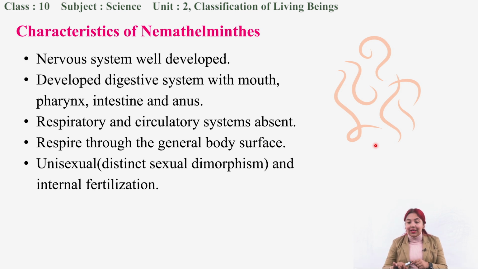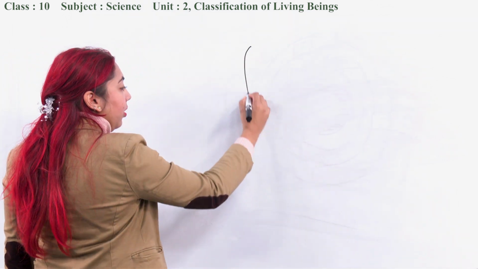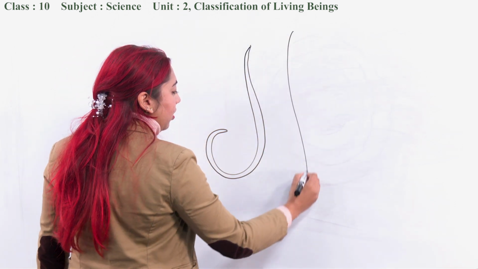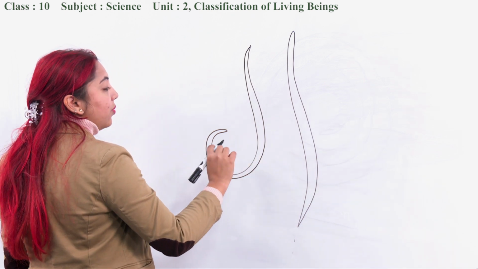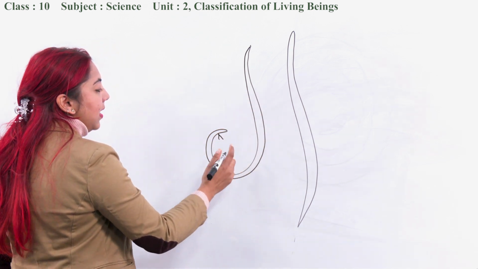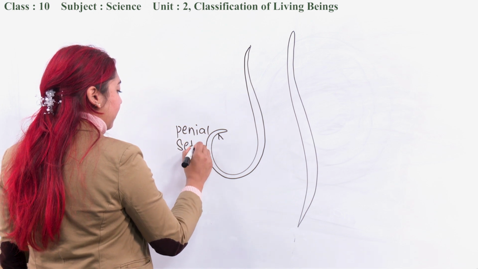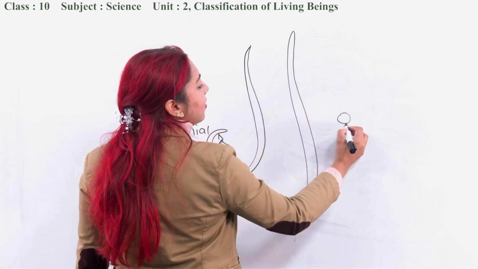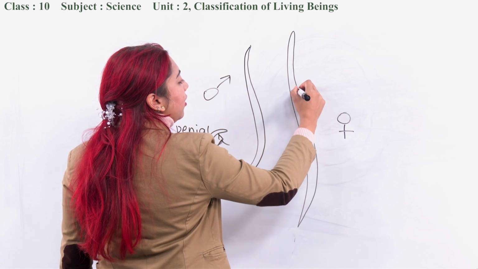Now I'll show you guys an example of Ascaris lumbricoides. Now these both are Ascaris lumbricoides. Now this is a male Ascaris. It has this penial setae. And this is a female Ascaris lumbricoides. This is female and this is male. And it has this reproductive pore.